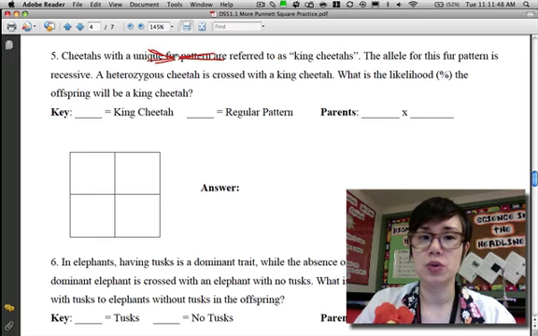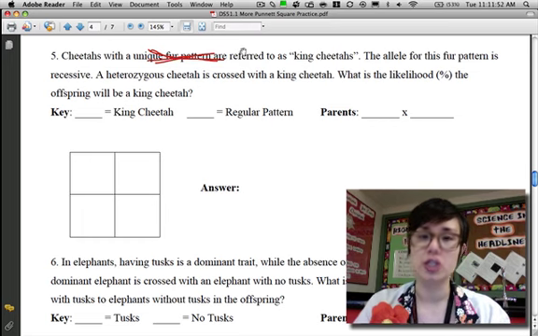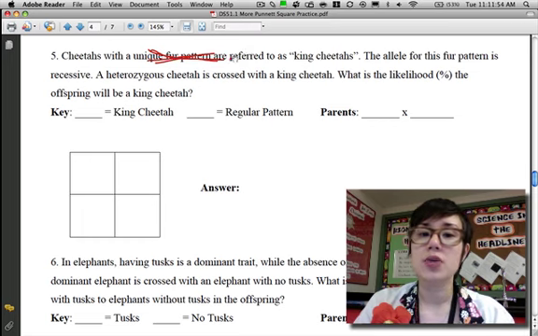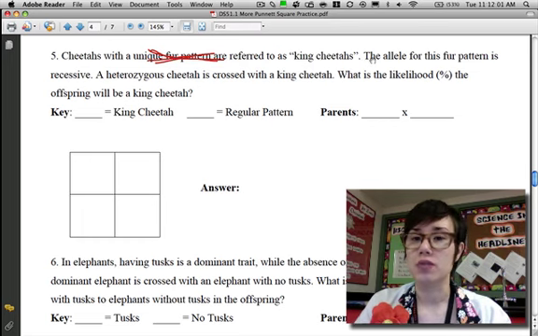That's what the SOL is going to do when you look at some of your genetics problems. They're going to give you extra information to try to trick you. Well, if this doesn't tell you anything about whether or not this is dominant or recessive, it's unnecessary information. Let's move on to the second part of the question.